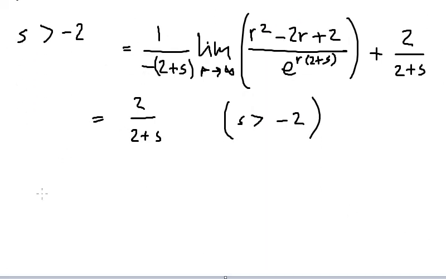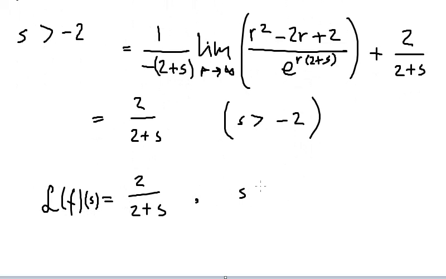So now, in the end, we can write down that L of f, the thing that we were looking for, is equal to 2 over 2 plus s, and that works. So L of f is a function of s, so the value of that function at s is equal to that thing, and that works for all s bigger than minus 2. So here we have the domain of the Laplace transform of the given function, and that's it.